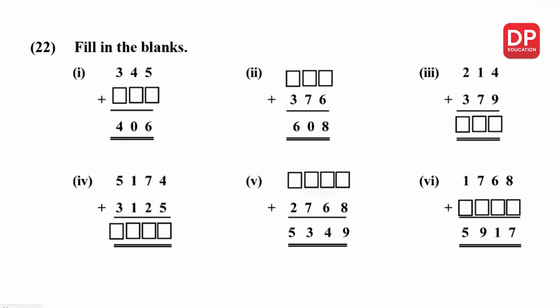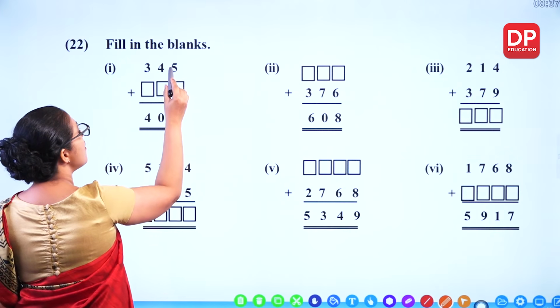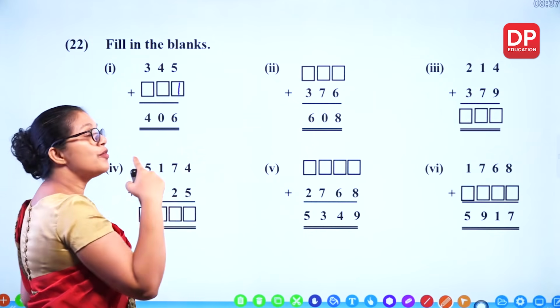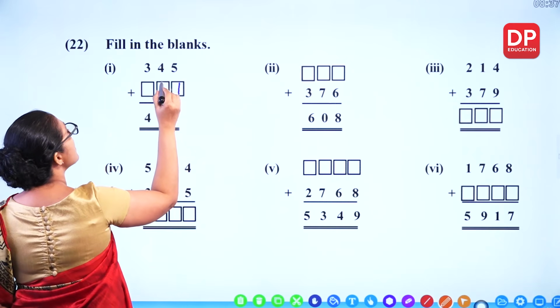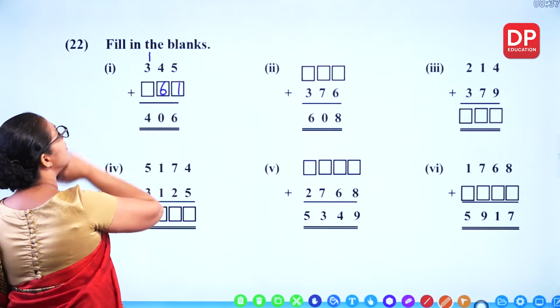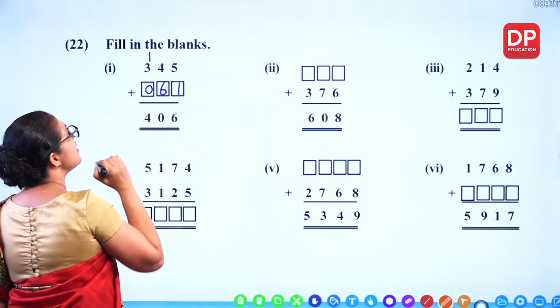Fill in the blanks now. Answer is given. So how do you get 6 here? 5 plus 1. How do you get 0? You need to add 6 to 4. 6 plus 4, 10. Then 1 is already there. So you are getting 4. So that means this should be 0.